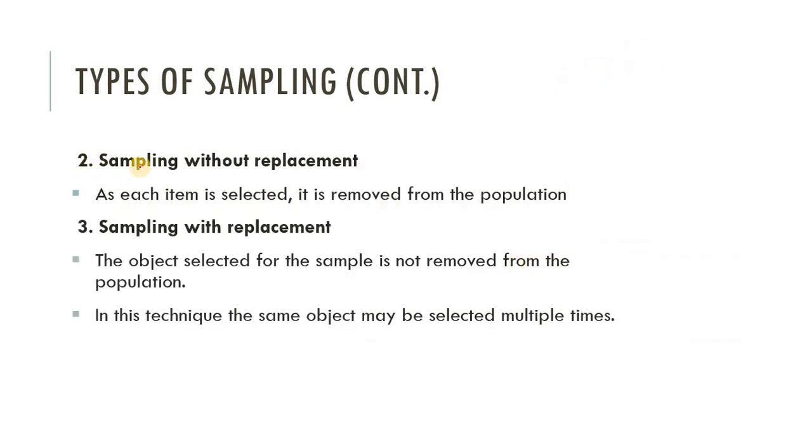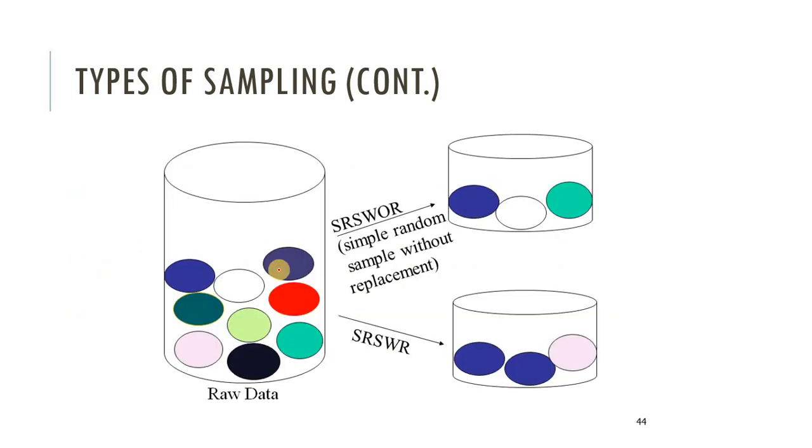The next techniques are sampling without replacement and sampling with replacement. We'll learn both techniques together. In sampling without replacement, as each item is selected, it is removed from the population. In sampling with replacement, the object selected for the sample is not removed from the population, so the same object may be selected multiple times. Let's understand with the figure. The first technique is sampling without replacement and the second is sampling with replacement.